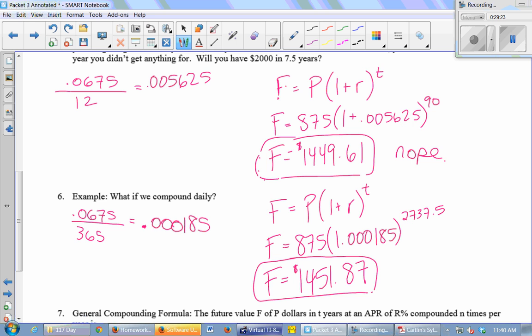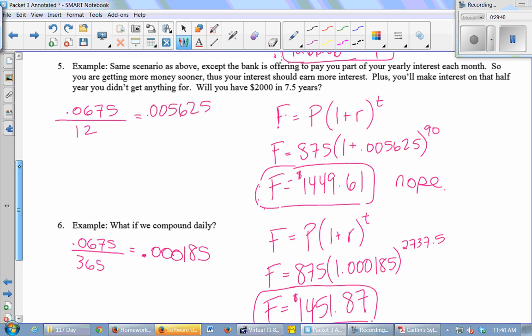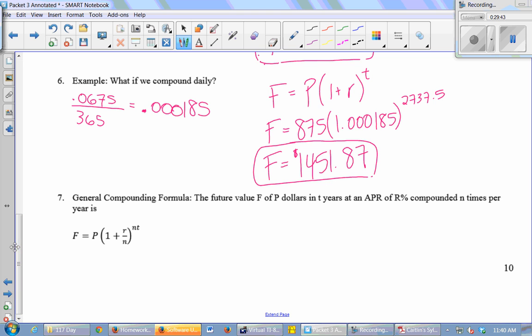So in general, this is how you compound P dollars, how you find the future value of P dollars in T years at an APR of R percent compounded N times per year. So this is it written in one concise formula. We did each piece of this formula in stages.